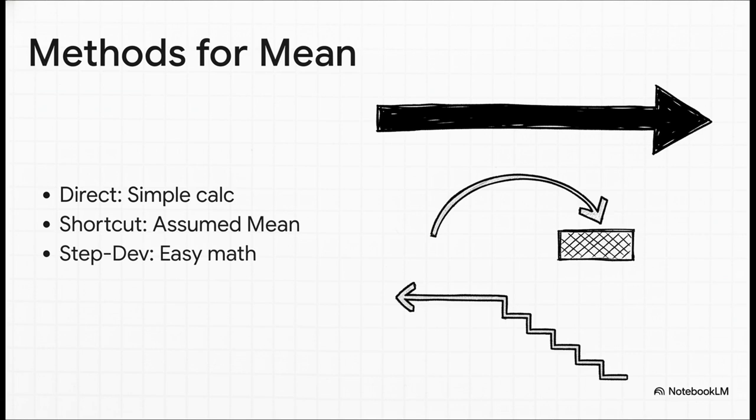And finally, we have the step deviation method. This one takes that shortcut method but divides your deviations by the class interval, or I. What that does is shrink those massive clunky numbers down into single digits like -1, 0, and 1. It is a total lifesaver. It takes complex modeling and turns it right into simple arithmetic.